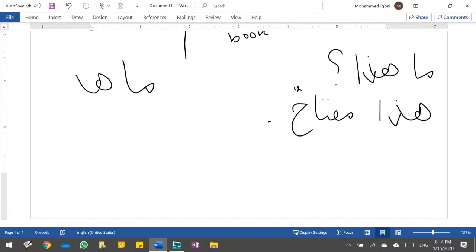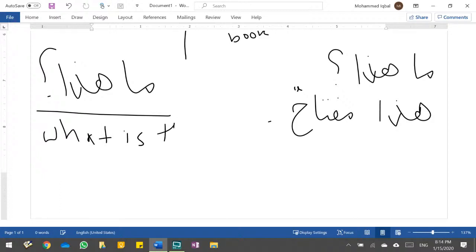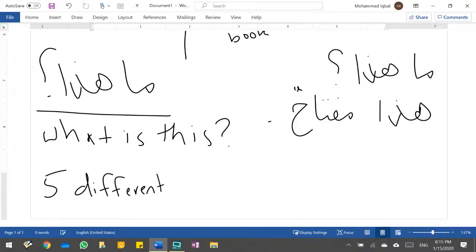5 answers to ma hadha. So, ma hadha. What is this? What is this? And then you write 5 different answers. Okay? Basically, but simple sentences. This is a blank. This is a blank. I don't want any crazy, out of nowhere stuff. Just this is a blank. Period. Okay? Everyone clear about that?